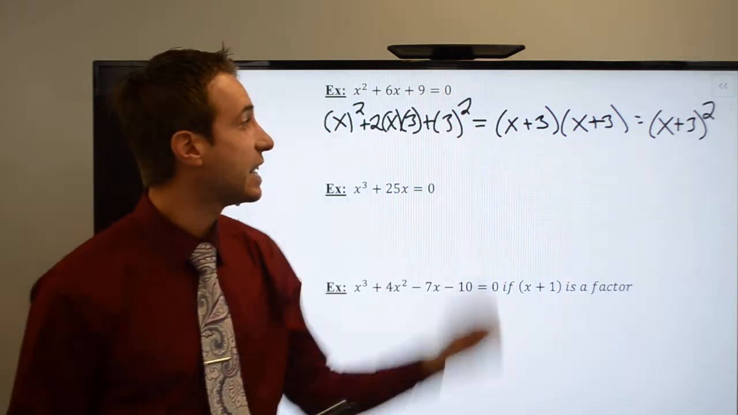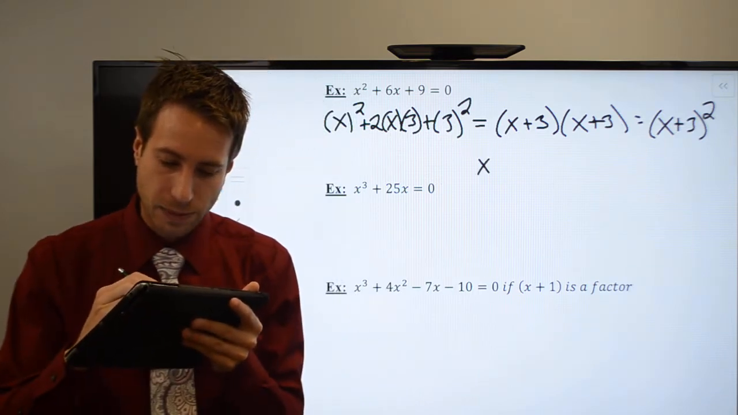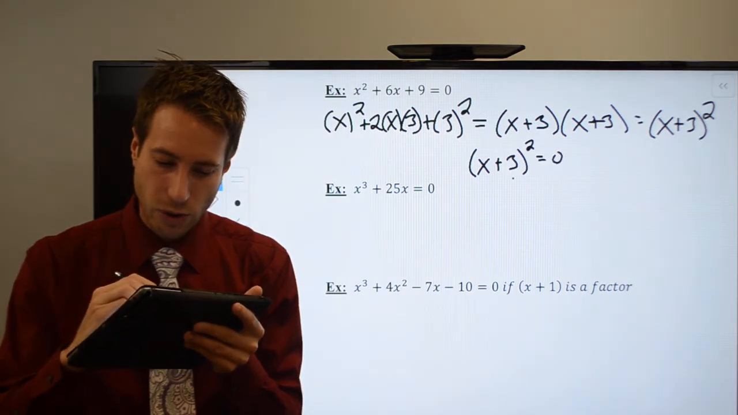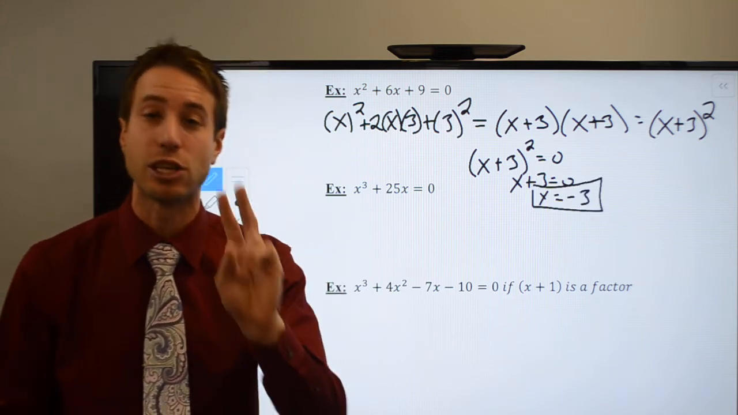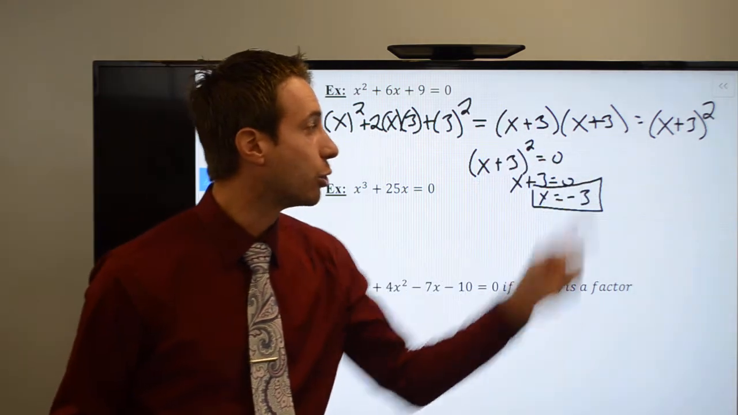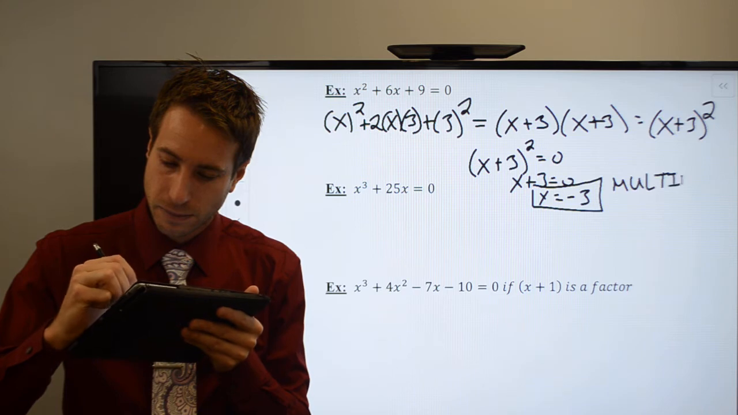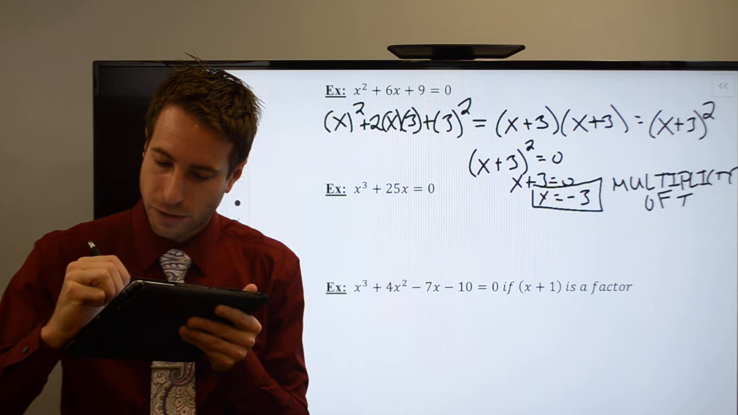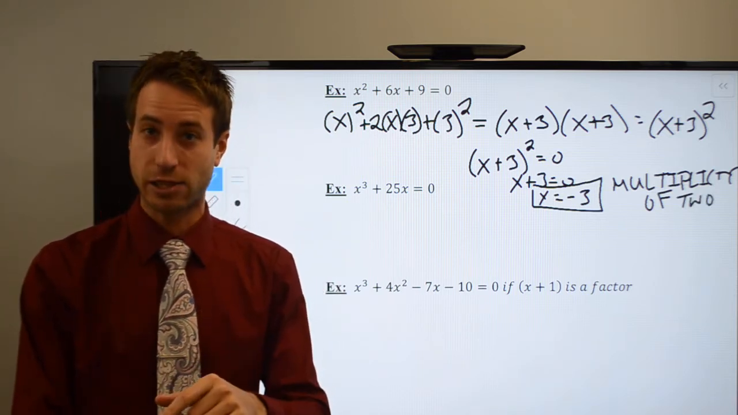Now, it was set equal to 0, which means I'd set this whole thing equal to 0. X plus 3 squared is equal to 0. Take the square root of both sides. X plus 3 is equal to 0, which means x is equal to minus 3. And that just happens to be the answer that you would get twice, right? I have 2 of them, so this would have a multiplicity of 2. We talked about that a few sections ago when you get a double answer, right?